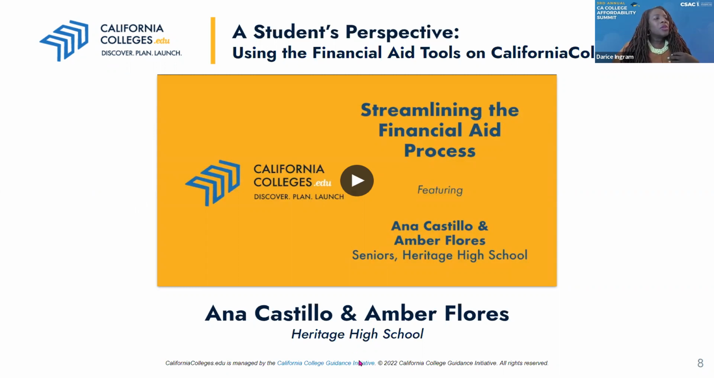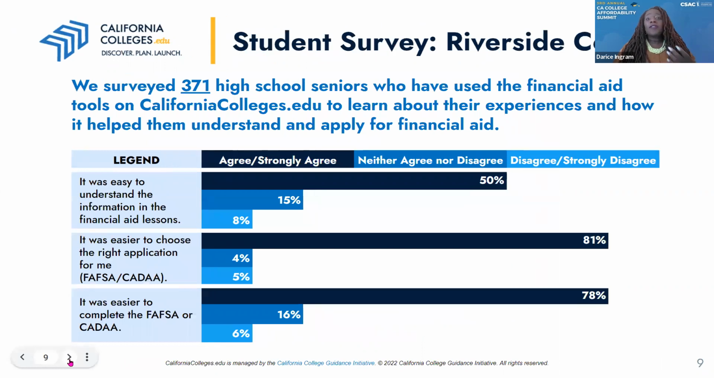But before we do, we wanted to share a survey from Riverside County from students that were surveyed about using the financial aid tools. So you'll see on the screen that we surveyed 371 high school seniors who have used the tools on CaliforniaColleges.edu so we could learn about their experiences and how we help them understand and apply for financial aid. What you'll see is that over 50% of the students thought it was easy to use and understand the financial aid lessons, which is one of the biggest barriers, right? Really understanding what is financial aid and how do I apply for it.